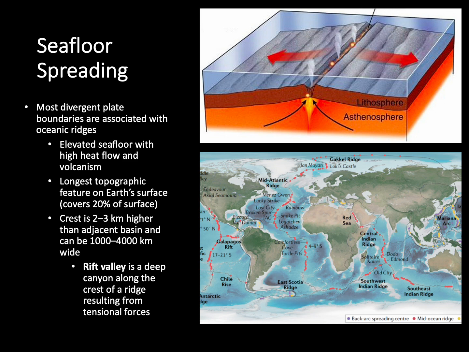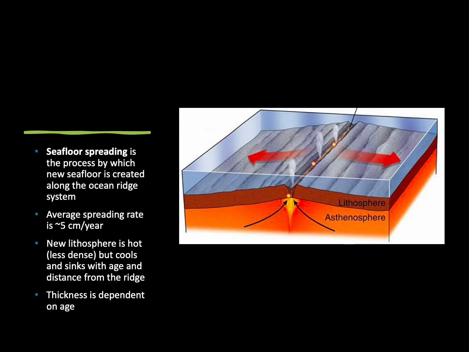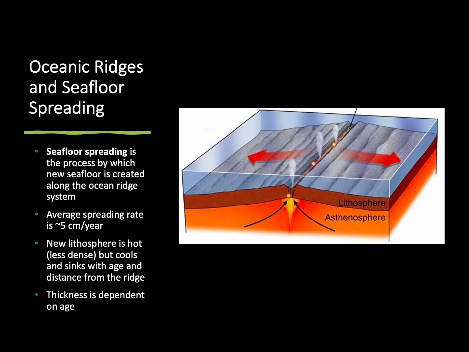But we'll see that in the very middle of our spreading center, there's what's called a rift valley. This is going to be kind of like a really deep canyon right in the middle of the spreading center, where we see all the tensional forces, where it's being pulled apart in two directions. So we see that seafloor spreading is the process where new seafloor, new lithospheric crust, is being created along these mid-ocean ridge systems.